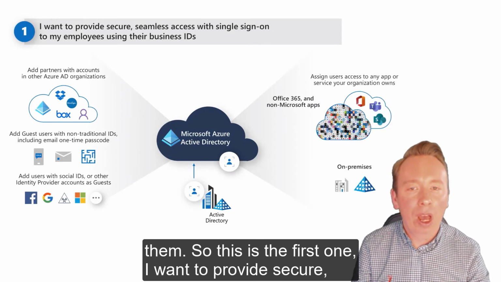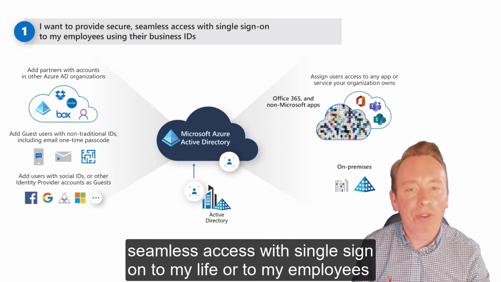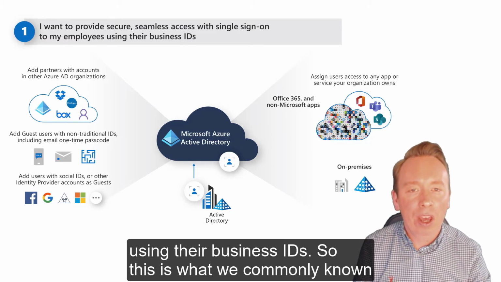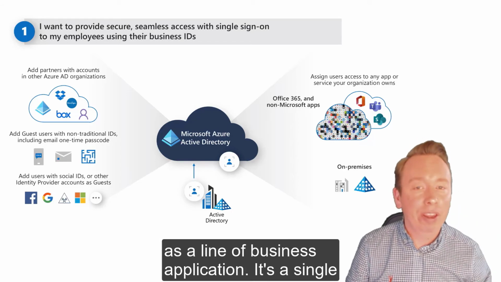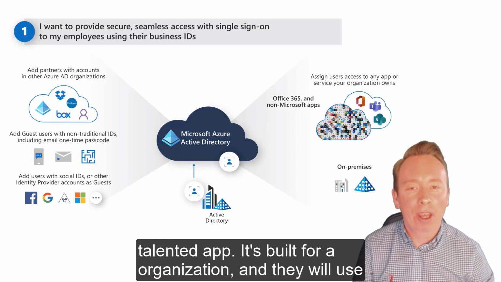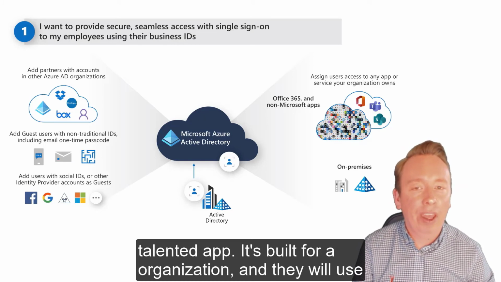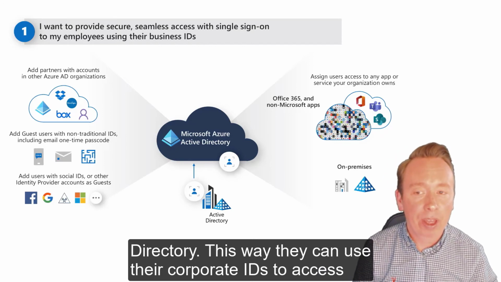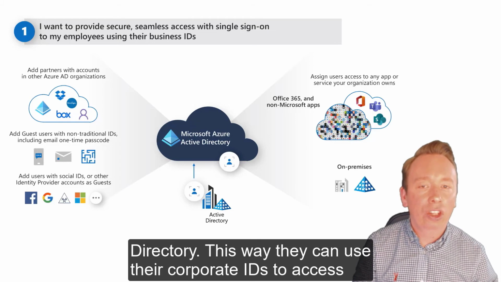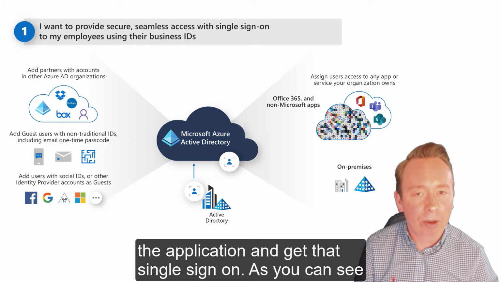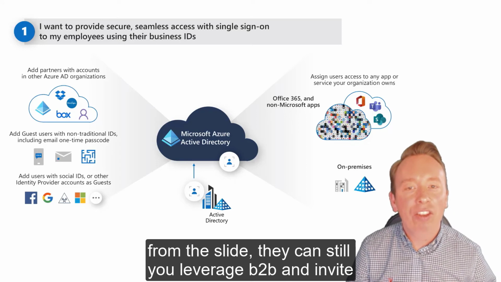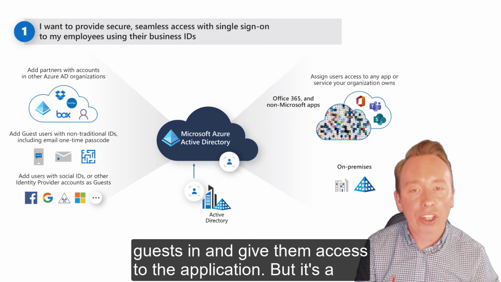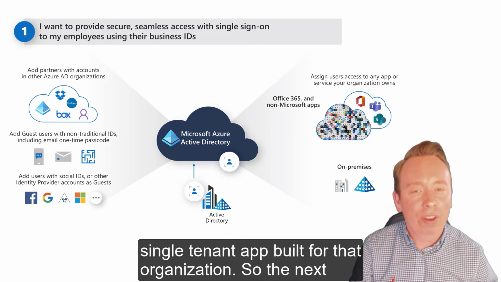So this is the first one. I want to provide secure, seamless access with single sign-on to my employees using their business IDs. So this is what we commonly know as a line of business application. It's a single tenanted app. It's built for an organization and they will use it. And the right identity solution for this is Azure Active Directory. This way they can use their corporate IDs to access the application and get that single sign-on. As you can see from the slide, they can still leverage B2B and invite guests in and give them access to the application, but it's a single tenant app built for that organization.